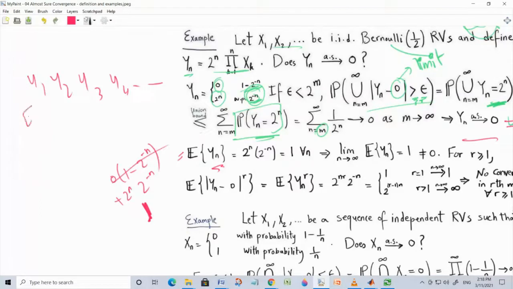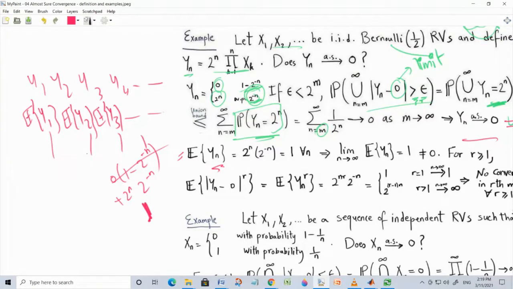The sequence of moments is a deterministic sequence. Each element in that deterministic sequence is 1, 1, 1, 1. And so this sequence converges to what? To 1, despite the fact that the sequence of random variables converges almost surely to 0. It may sound like a counterintuitive result, but it's very important.